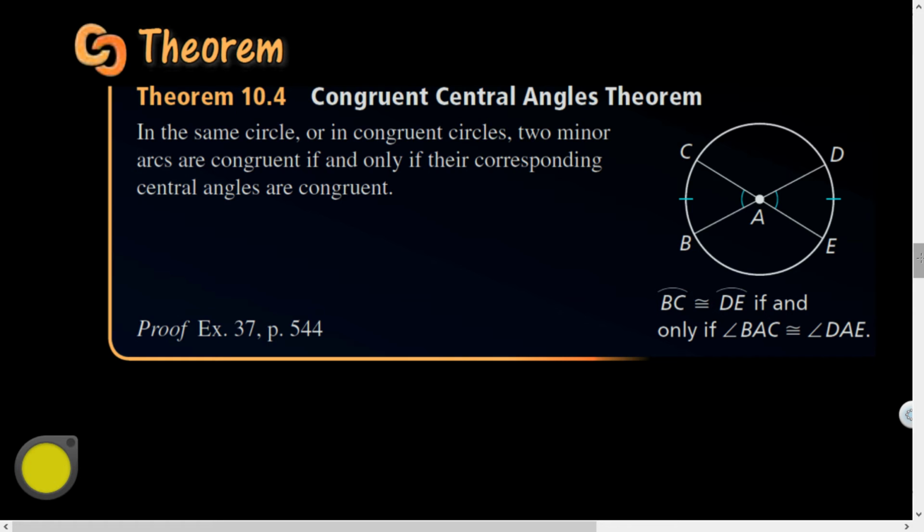So let's see. Congruent central angles theorem. In the same circle or in congruent circles, two minor arcs are congruent if and only if their corresponding central angles are congruent. As so.